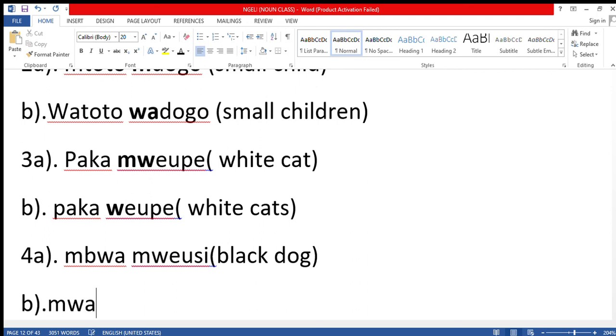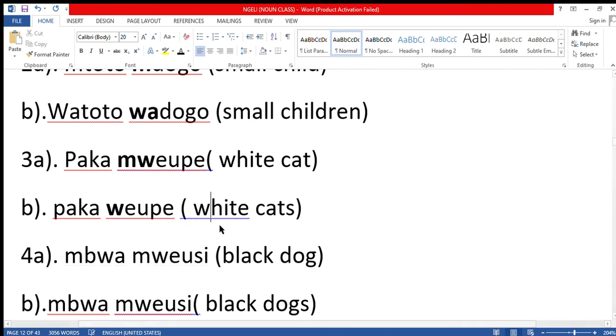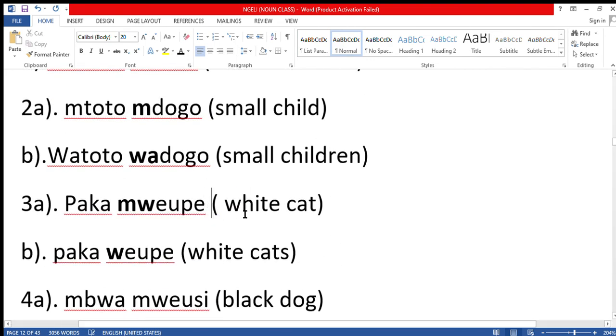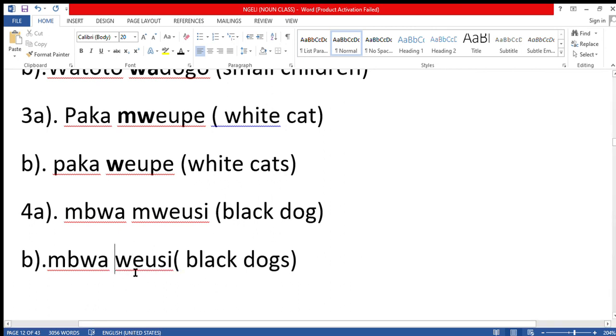Okay, b, mbwa mweusi. Black dogs. You see here, not mweusi, it is weusi. Mbwa weusi. Black dogs.